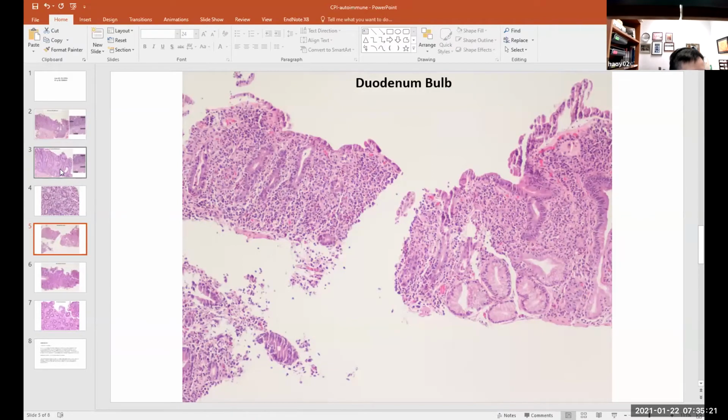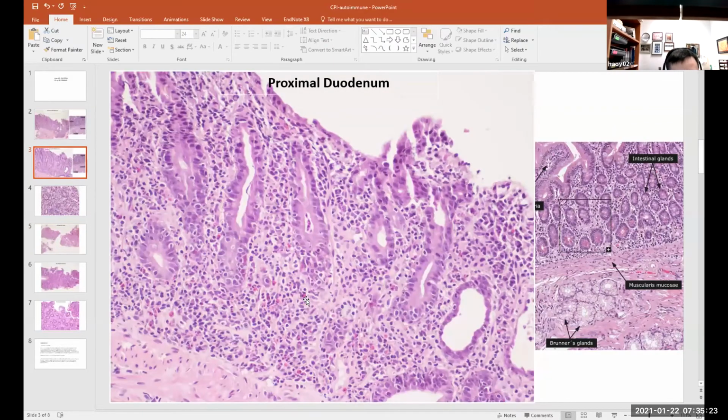But let's go back to see another important feature I didn't mention. Compared to the normal histology, you see in the crypts of the glands there are a lot of goblet cells and also Paneth cells, right? But you don't see them here. All the goblet cells and the Paneth cells are depleted. So this is a feature of autoimmune enteritis.